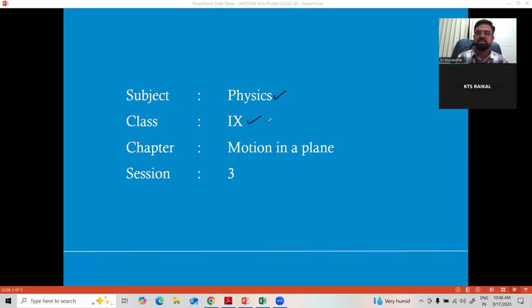As you can all see on the screen, and you are well aware, my subject is physics. We are in class 9th. Our ongoing chapter number 2 is motion in a plane. And today we are entering session number 3.